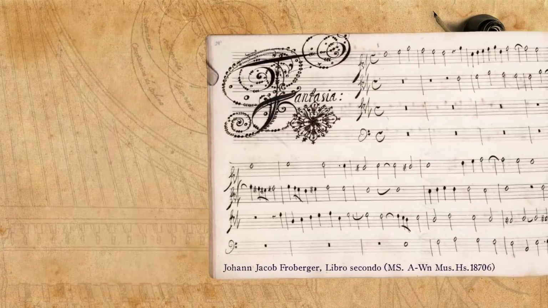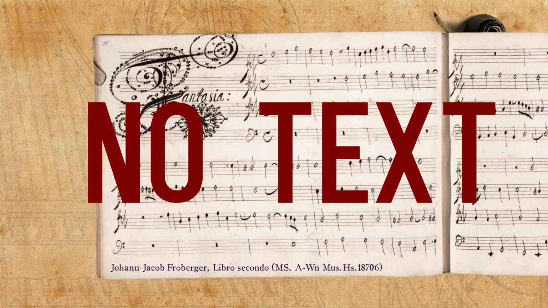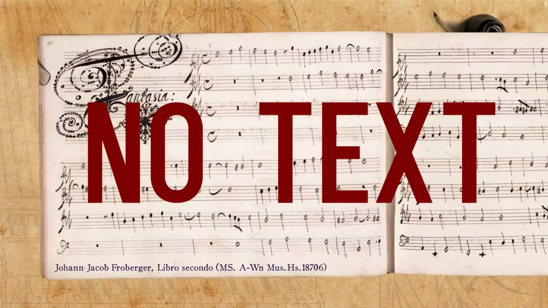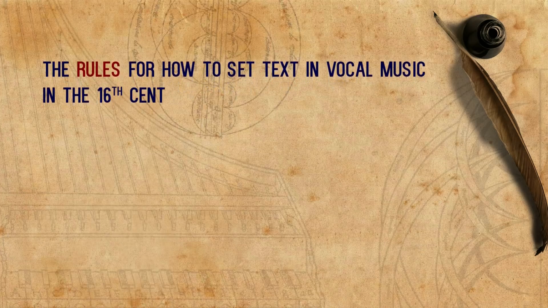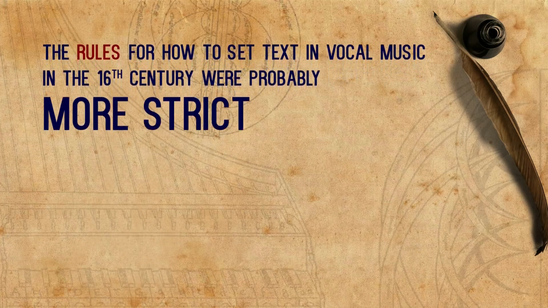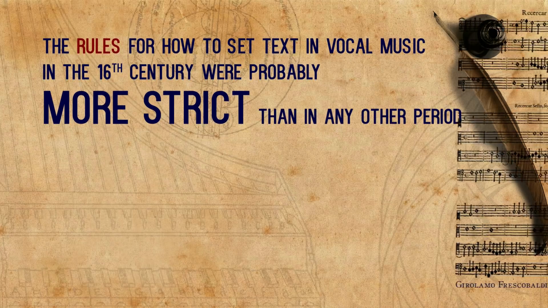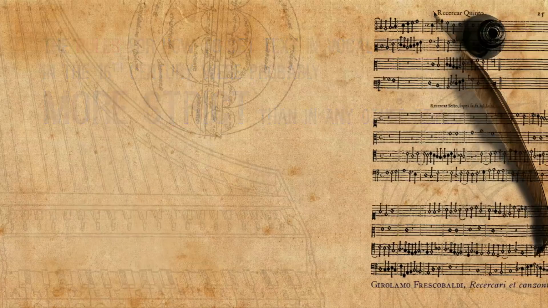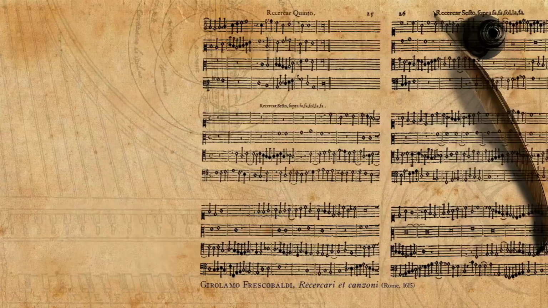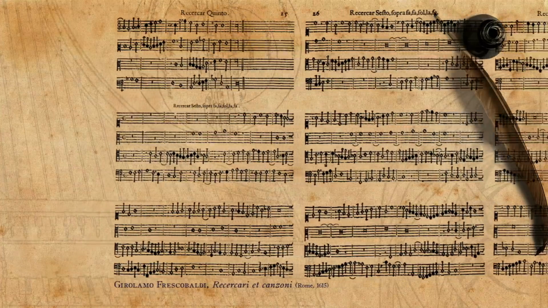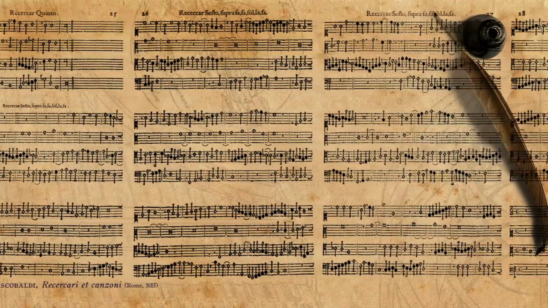A last point concerning the fantasia. Note that this kind of pieces have no text. This is an important point, as the rules for how to set text in vocal music in the 16th century were probably more strict than in any other period. So, working without a text was a great way to explore contrapuntal imitative technique in a way that was on one hand advanced and comprehensive, and on the other hand free of the limiting requirements of setting a text.